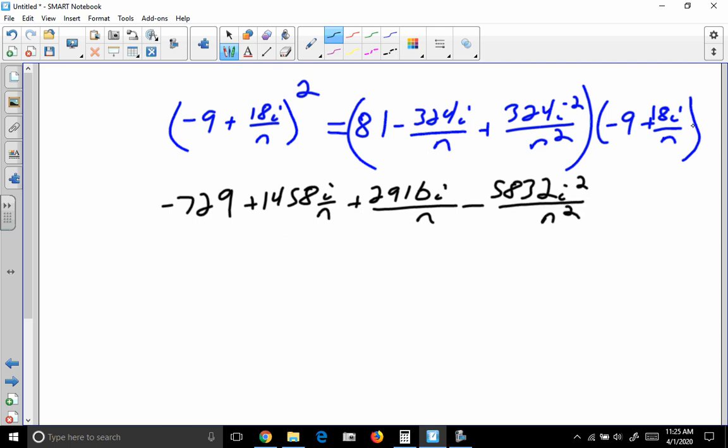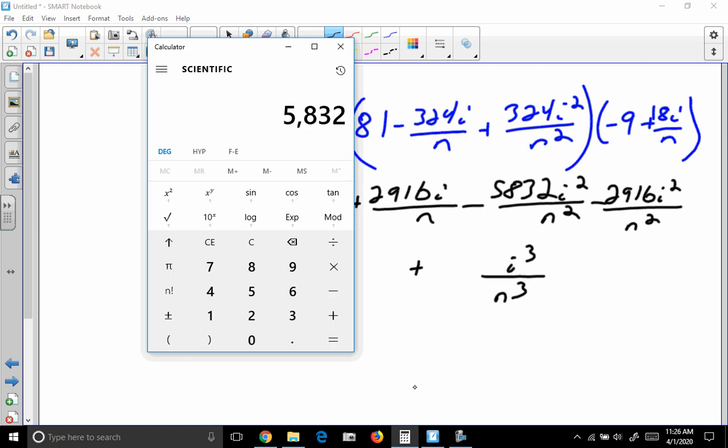And then we're going to distribute that one. So 324 times minus 9, we've already done 324 times 9, and that was 2916. So when we do that, that's going to be a minus 2916 i squared over n squared. And when we do this one times that one, positive and positive, that's going to be positive i cubed over n cubed, and whatever 324 times 18 is, 5832.